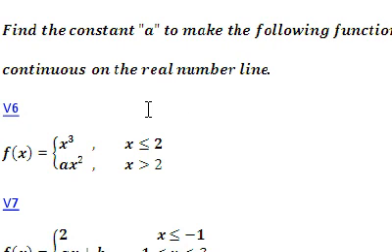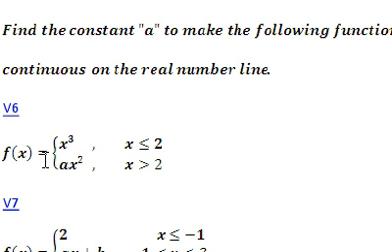Okay, we're learning about continuity at a point. Now these are kind of typical test questions here. This says find a constant a to make the following functions continuous on the real number line. Anyway, we're going to look at this one here.